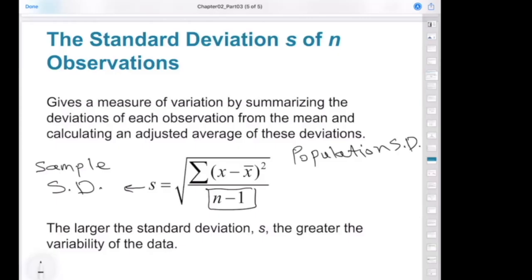But the population standard deviation is equal to this. We will call it sigma. Okay, sigma. This symbol is sigma. If you remember, mu is the population mean. Sigma is the population standard deviation. It is equal to the square root of the sum of (x minus mu) squared divided by n.